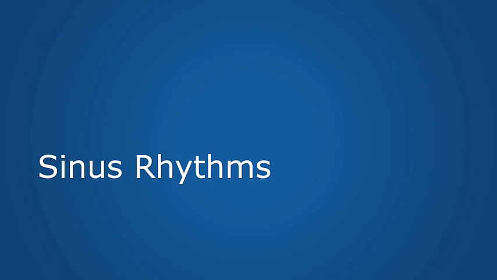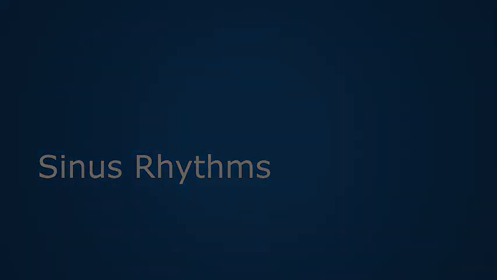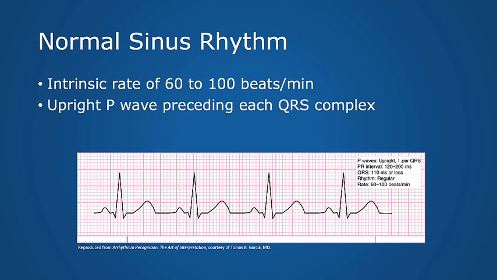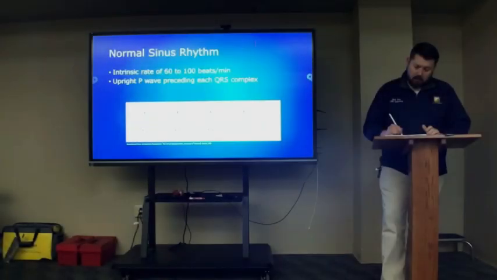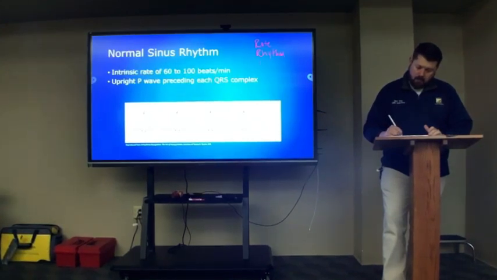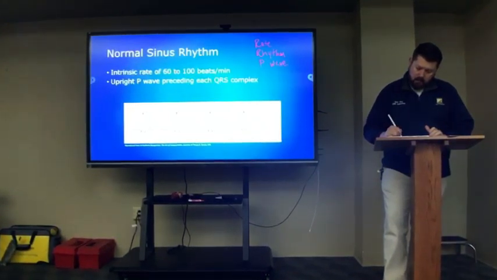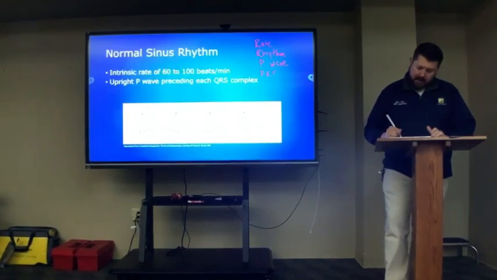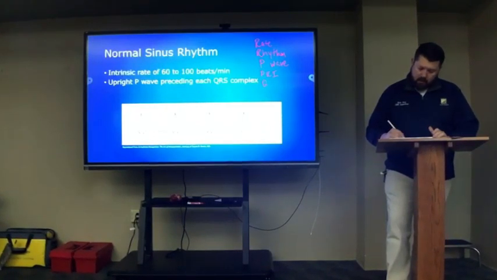We're going to start with our sinus rhythms. So your normal sinus rhythm, we've got our five rules that we're going to follow. And just remind me, what are they? Rate, rhythm, P wave, PRI, and what? QRS.